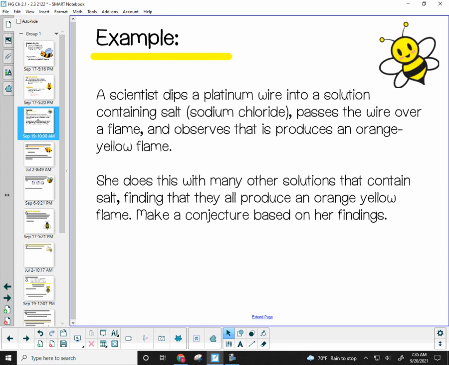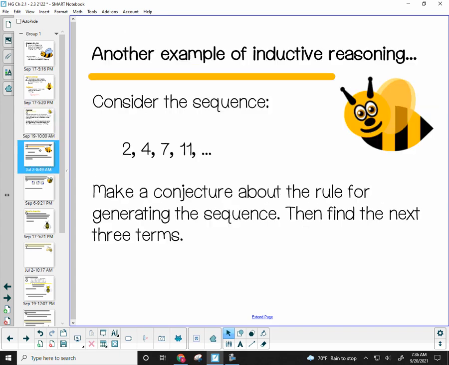Make a conjecture about the flame. Anybody? Salt burns orange-yellow, right? That's her conjecture. That's her hypothesis. That is an example of inductive reasoning. Does that make sense? All right.